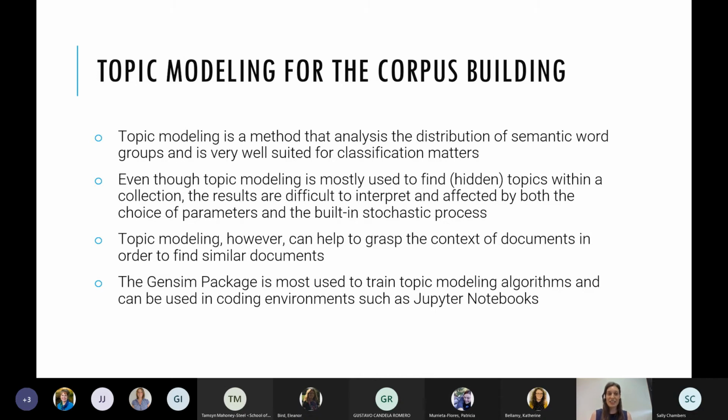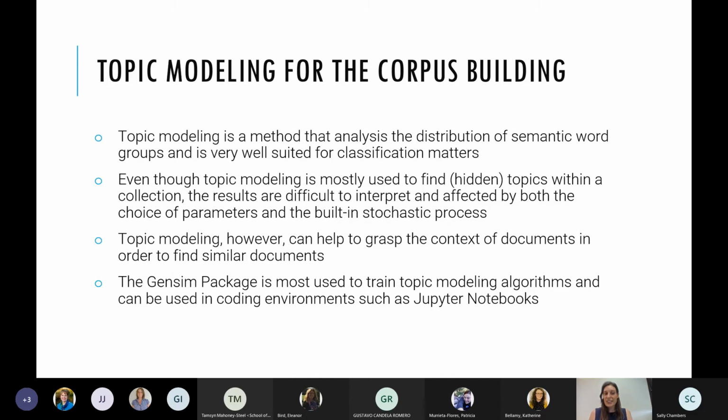Topic modeling was finally the method I chose for the corpus building, and this has several reasons, but mostly because it really worked well, and in my context and with my topics it worked best. So what is topic modeling at all? It's a method that analyzes the distribution of semantic word groups and is very well suited for classification matters.